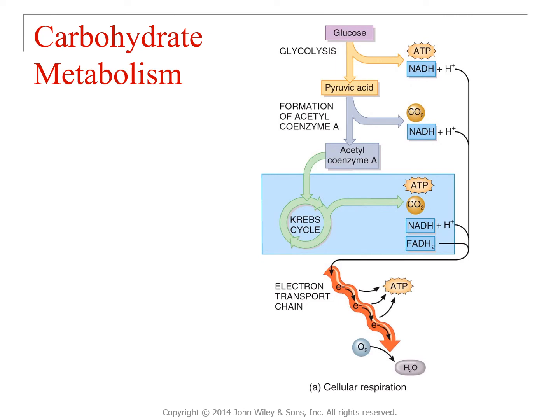When pyruvic acid is converted into acetyl coenzyme A, carbon dioxide is produced as a waste, as well as some more NADH, a reduced coenzyme that temporarily stores the energy from those reactions. Acetyl coenzyme A then enters Krebs cycle, where more carbon dioxide is produced, as well as several reduced coenzymes and small amounts of ATP.